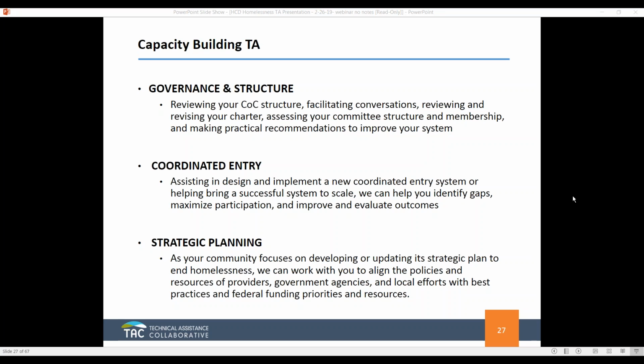Strategic planning. So many communities have a strategic plan, either written or in progress based on other funding sources. So we could look at your strategic plan. We can make sure the policies align and the resources of providers and agencies fit your locality best while hitting what your funders are looking for in a strategic plan, but making sure it's unique to your community, your community needs, and its gaps. Next slide, please.